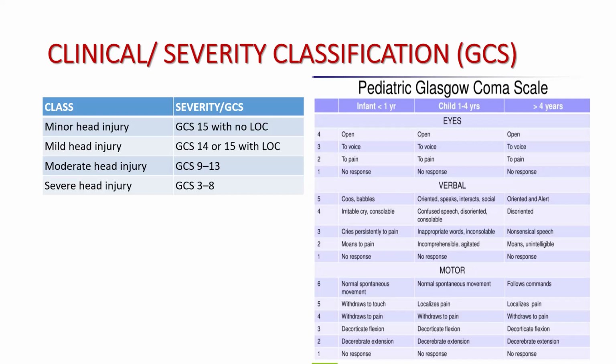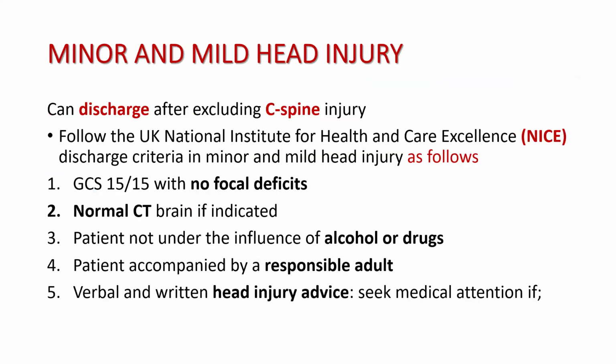Then for motor, the best is 6 if they have normal spontaneous movement, and then they get a 5 if they localize pain, a 4 if they withdraw to pain, a 3 if they have decorticate flexion, and a 2 for decerebrate extension, and 1 for no response. The children who are above 4 years are essentially assessed the same way we assess adults.